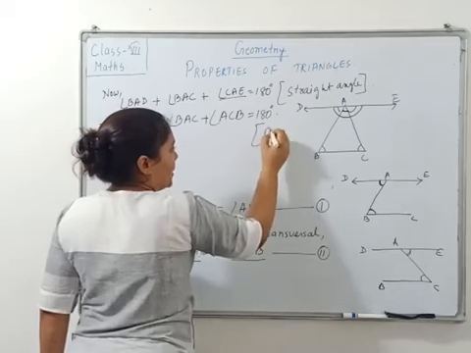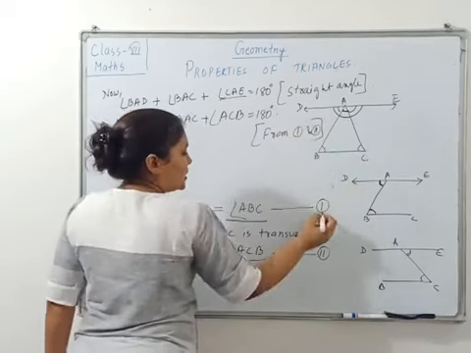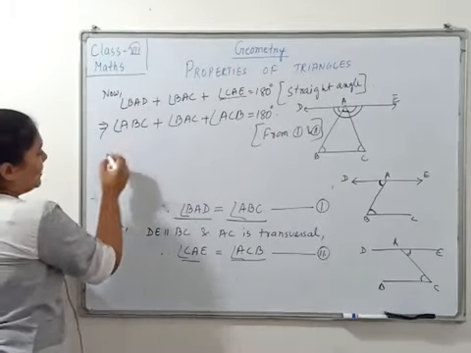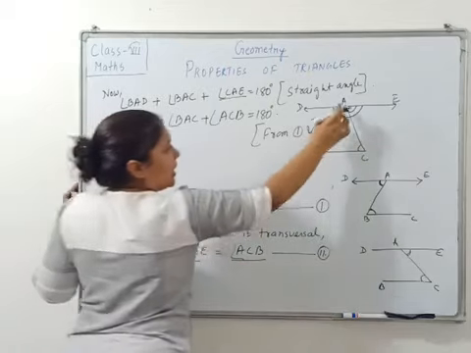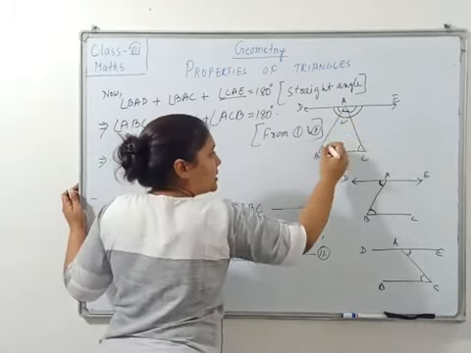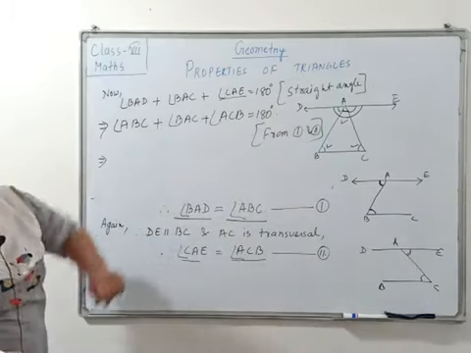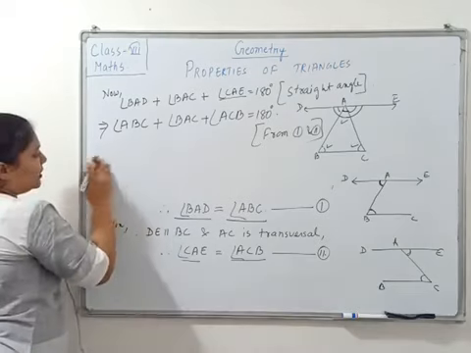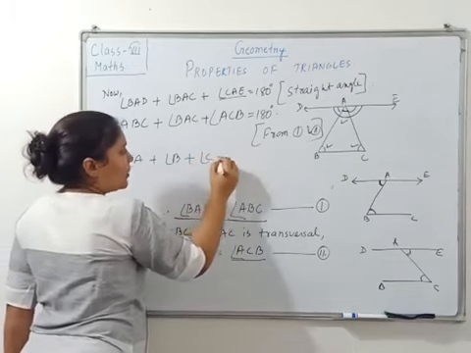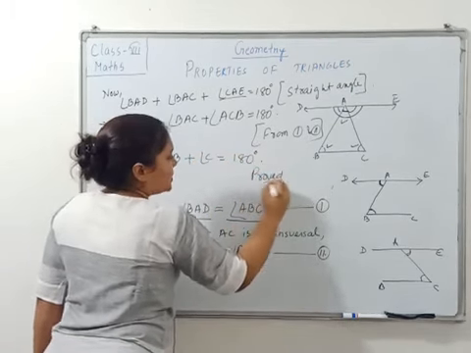Then what do I write in the bracket? From 1 and 2. That means from this and this, I have changed the value. Now just see, angle ABC, this angle, then this angle, then this angle. All are the three angles of the triangle and they are equal to 180 degrees. So you can write: therefore angle A plus angle B plus angle C equals 180 degrees. Here your theorem is proved.